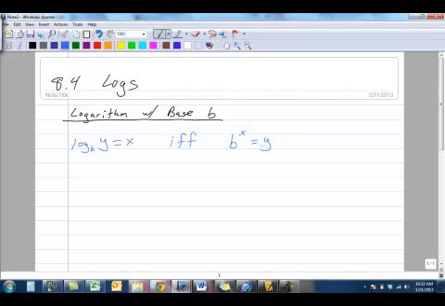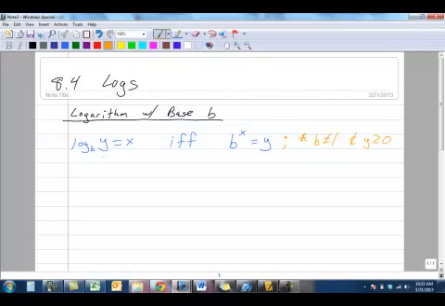Smith, you just wrote down a bunch of letters that don't make any sense at all. You're right. Put a semicolon here, and at the end of every math theorem, there's always some legalese: b cannot be 1, and y has to be greater than or equal to 0. Don't worry about that legalese. This is the important part. Log base b of y is equal to x if and only if b to the x is equal to y.